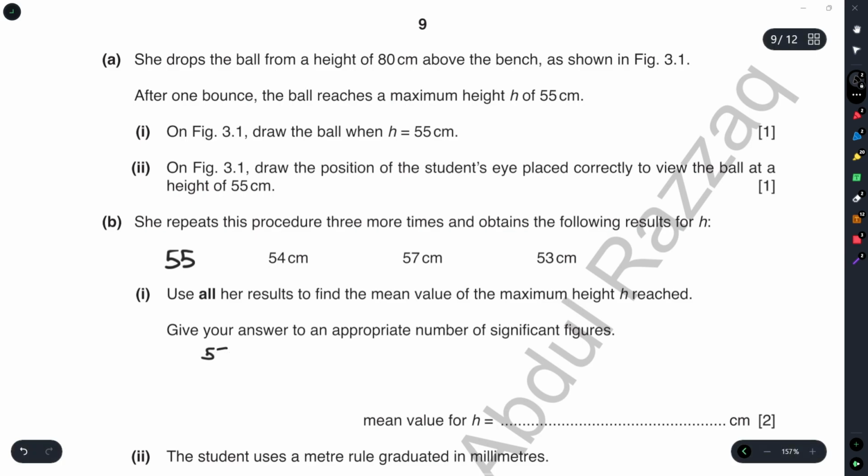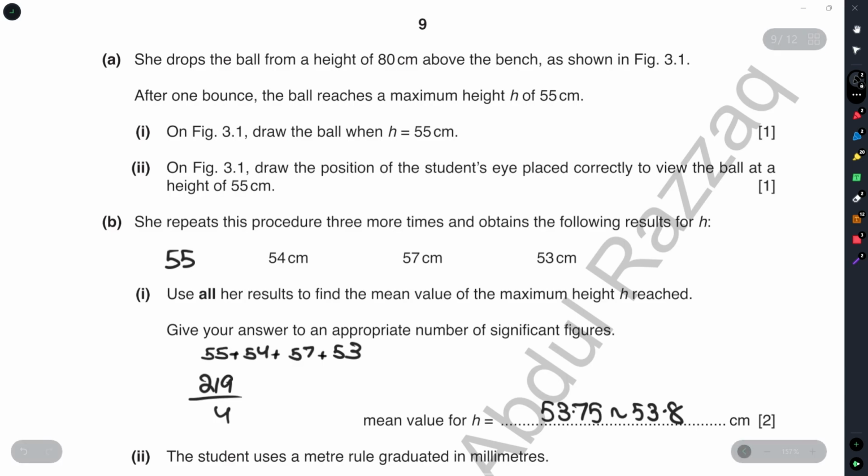So your average is going to be 55 plus 54 plus 57 plus 53. 57 plus 53 is 110. Then you've got 164, 169, and after 169 we've got 219. So 219 divided by 4 is going to give me 53.75. So I'm approximately going to write this as 53.8, and because the answer is given to 2 SF, probably it's going to be 54. Okay? That's what my correct answer is going to be. So I hope that made sense to everyone.